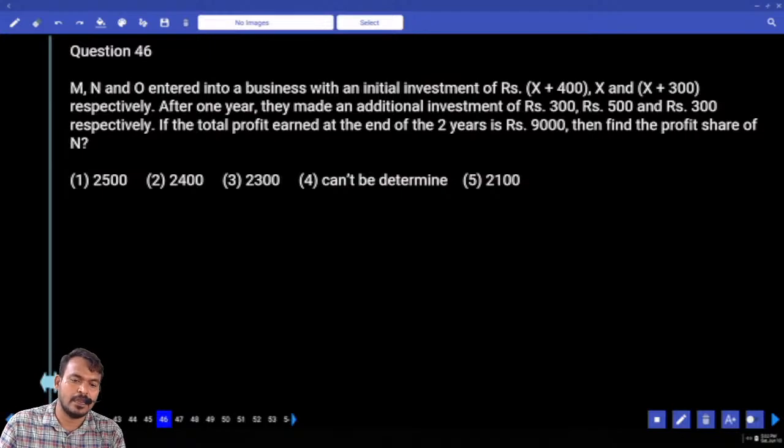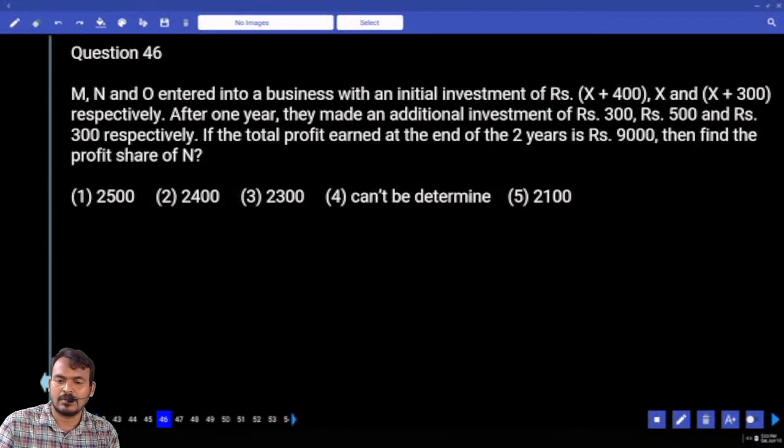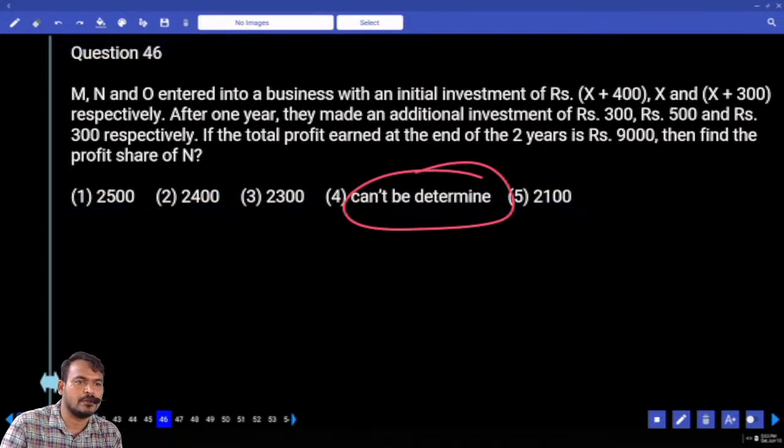M and N O enter into a partnership with an initial investment of x plus 400, x plus 300 respectively. After 1 year, they made an additional investment of 300, 500 and 300 respectively. If the total profit earned at the end of the 2 years is 9,000, find the profit share of N earned. Answer cannot be determined.